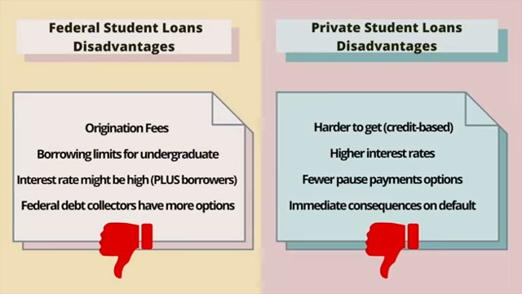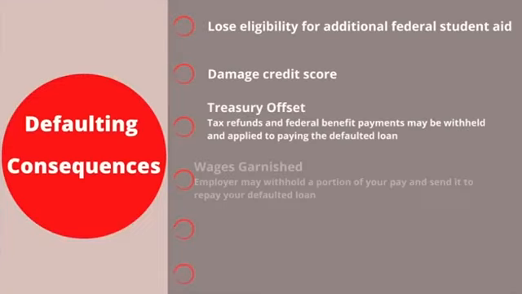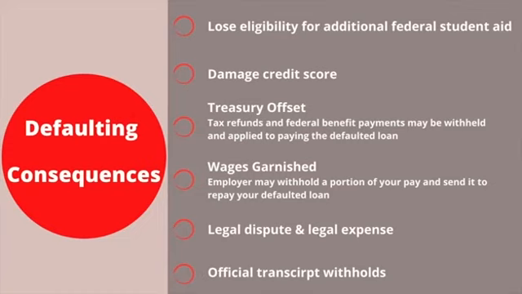Some disadvantages of private student loans include higher interest rates and fewer pause payment options. It is also harder to get because of the rigorous credit history check. Lastly, let's talk about consequences of defaulting student loans. If a student defaults federal student loan, their eligibility for future federal student aid will be affected.